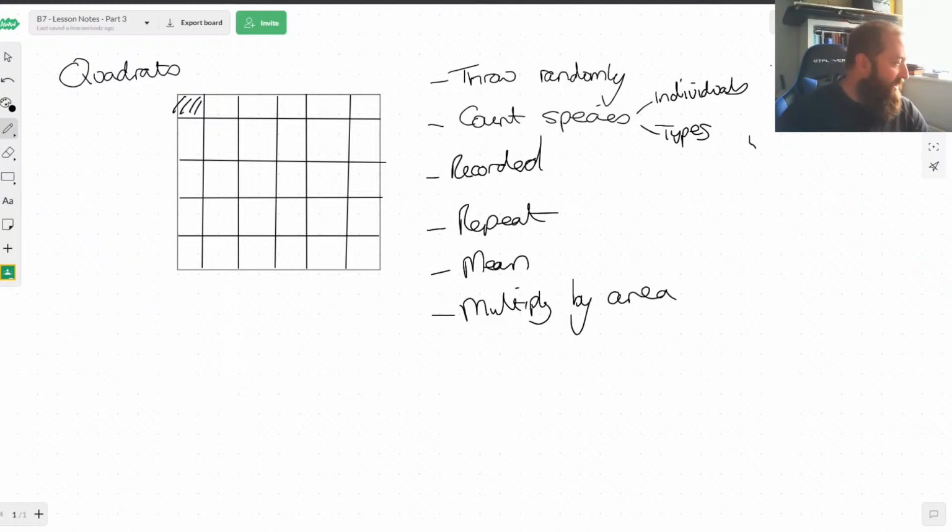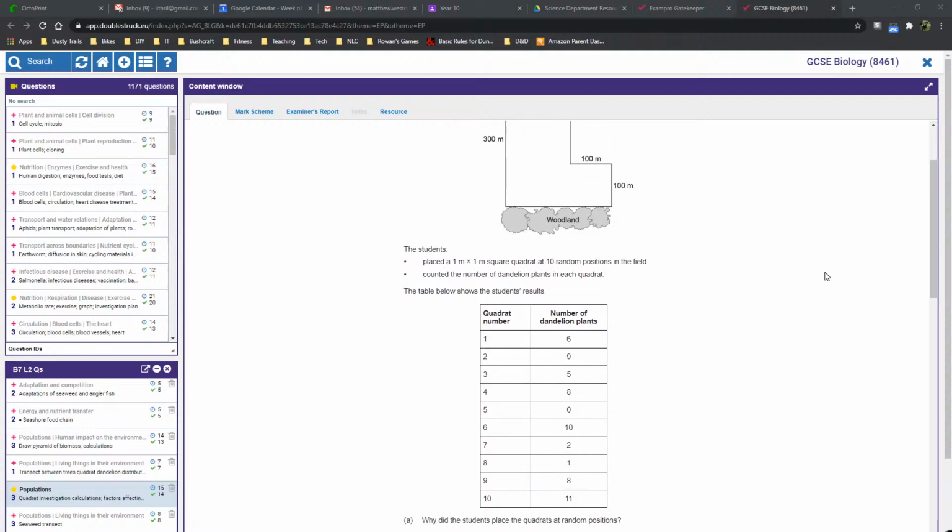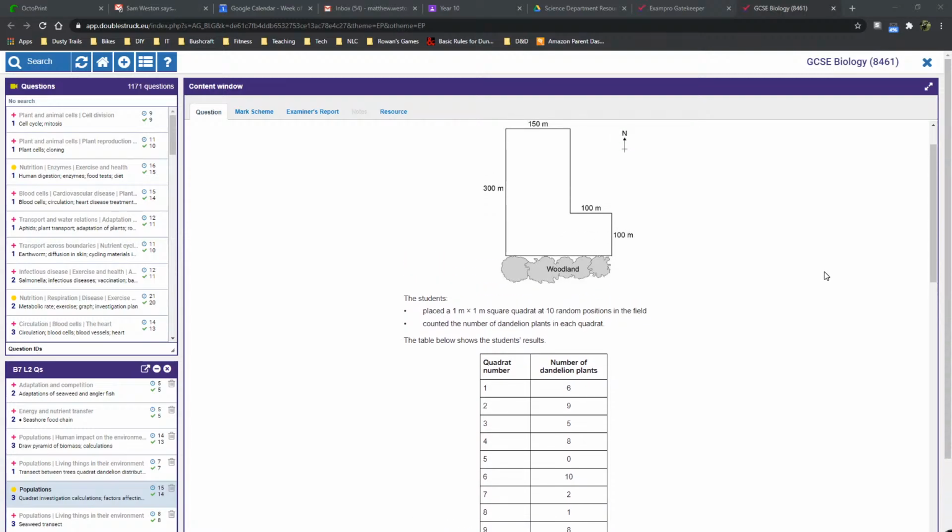Now, that was a transect line. Do we have one with quadrats? Yeah. Let me just show you this screen, if it's going to work. This was one of the questions that I set you last week to have a look at. And if you notice, they placed 1 by 1 metre quadrats. This is bigger than the one I was talking about before. At 10 random positions. And they counted the number of dandelions in each of the quadrats.